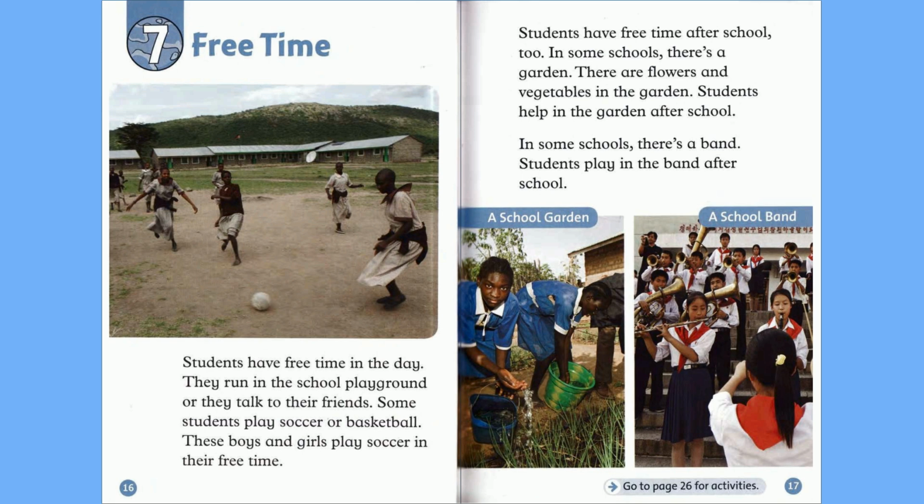Chapter 7. Free Time. Students have free time in the day. They run in the school playground or they talk to their friends. Some students play soccer or basketball. These boys and girls play soccer in their free time.